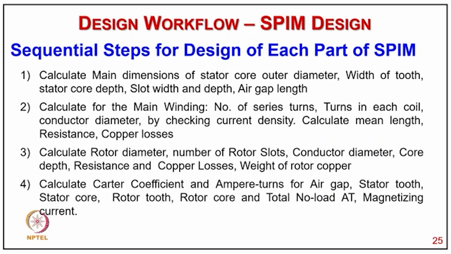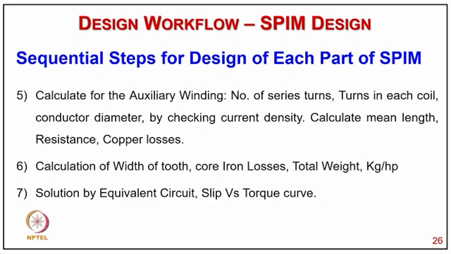Then calculate the rotor diameter, number of rotor slots, conductor diameter, core depth, resistance and copper loss, and weight of the rotor copper. Calculate the Carter coefficient and the ampere turns for the air gap, the stator teeth, the stator core, rotor teeth and rotor core, and the no load ampere turns and magnetizing current. Then the fifth step: calculate the auxiliary winding, number of turns in each coil, conductor diameter by checking current density, mean length, resistance and copper losses.